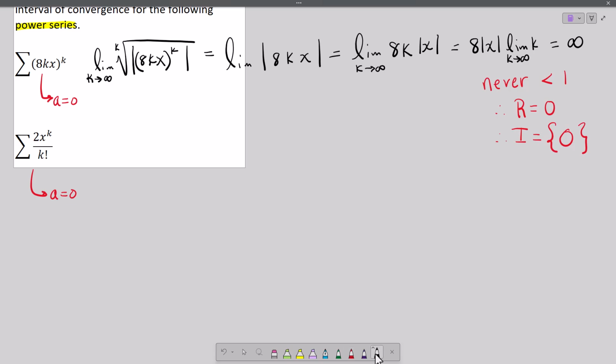This one, what test should we use? Root or ratio? Ratio. Yeah, we see the factorial. As soon as you see that factorial, you want to go ratio. So limit as k goes to infinity.